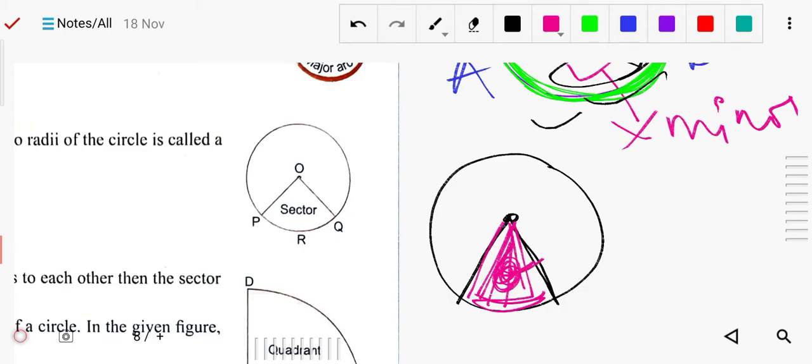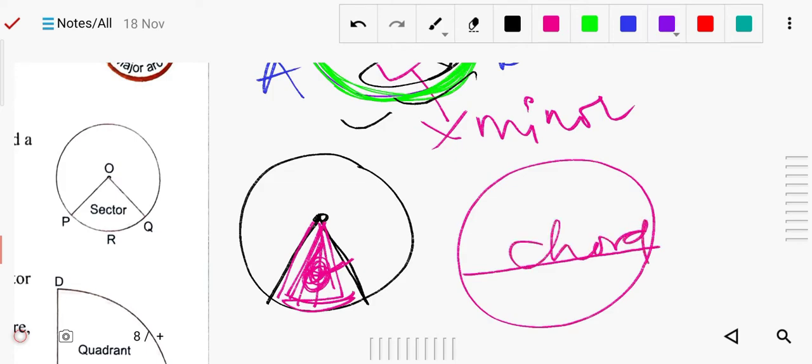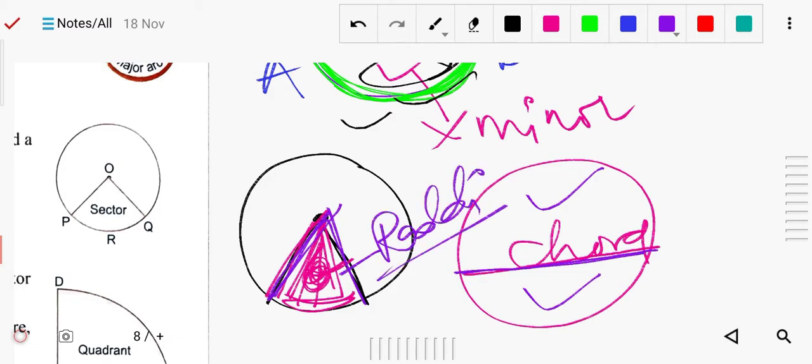Don't confuse the sector and the segment. A segment is when any circle is divided by a chord. This is the chord, and this region is called the major and minor segment. It is divided by the chord. But in the case of the sector, it is the region enclosed by two radii. So this is the sector: the part of a circle enclosed by any two radii of the circle. And this is your segment.